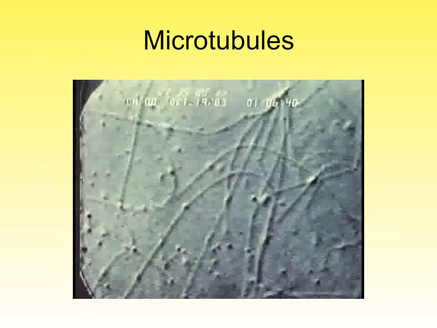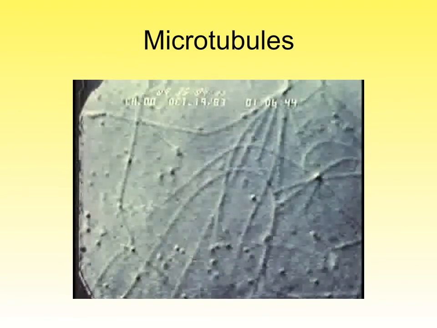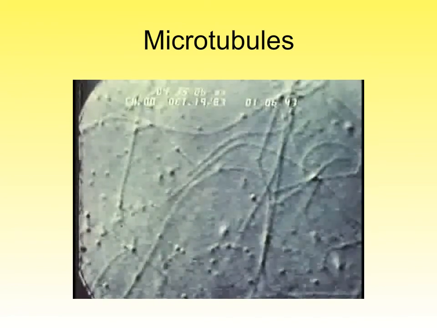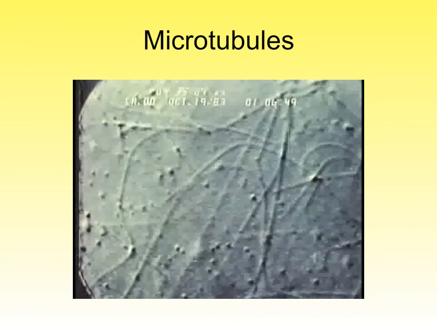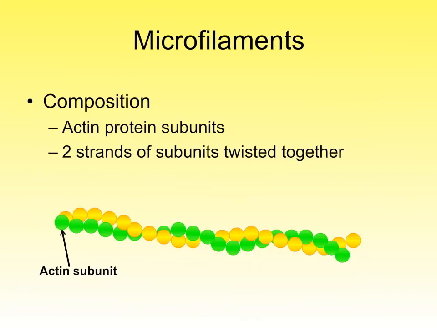Here we see a video of vesicles being transported along microtubules. It is hypothesized that the kinesin takes about 100 steps in a second. Microfilaments are composed of protein subunits called actin. Two strands of actin are twisted together to form the filament.